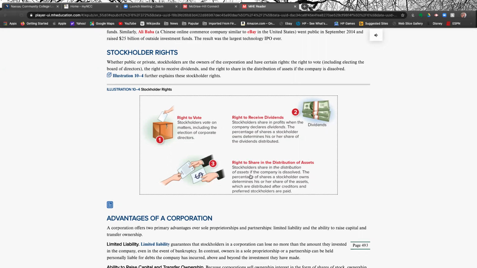So if a company goes out of business, typically it'll sell all the assets, it'll pay off all the liabilities, and if there's anything left, any cash left, they will distribute it to the stockholders. But chances are, most of the time when companies go out of business, there is no cash left.